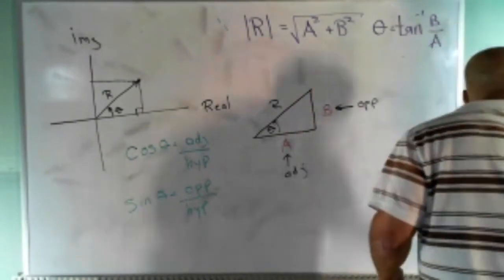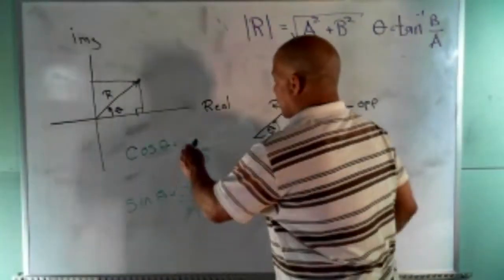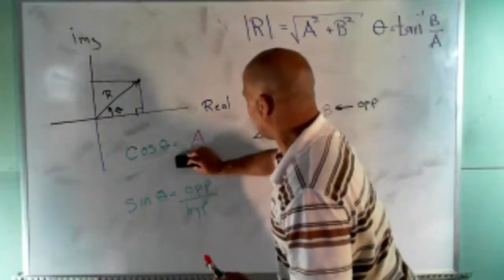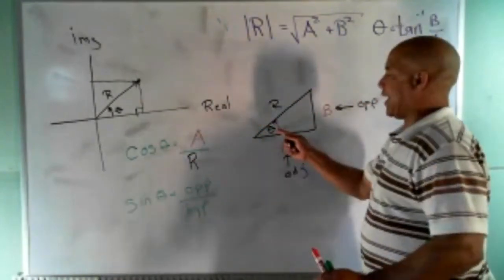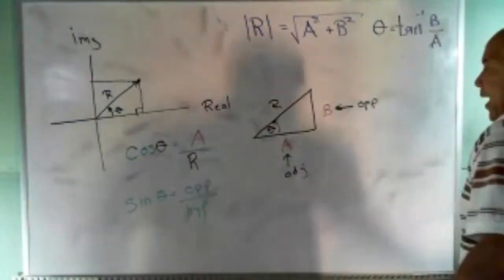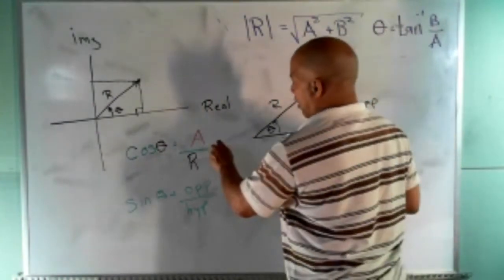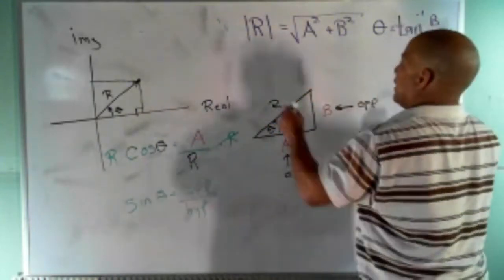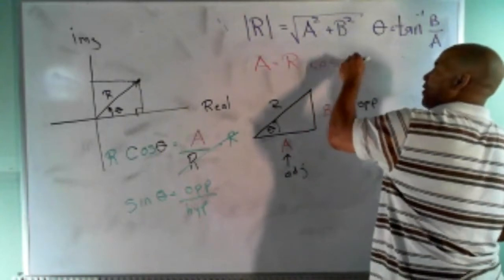We're looking for A, so I'm going to erase this and put the A there and keep it in red. The red is what we're looking for. We don't know that, but we do know the radius vector, that's my hypotenuse, and we also know that angle right there. So the only unknown I have is A. How would I get A? What I have to do is multiply both sides of this by R. I multiply this by R and this by R, and that goes away. And what I get is that A is going to equal R cosine theta.